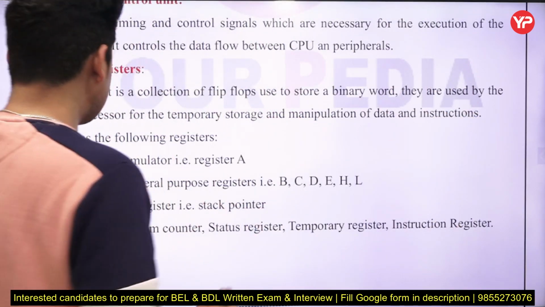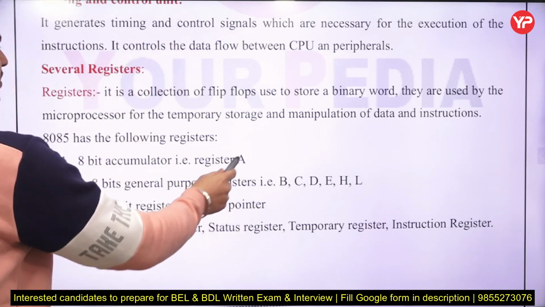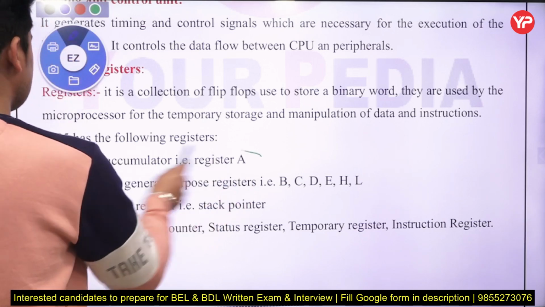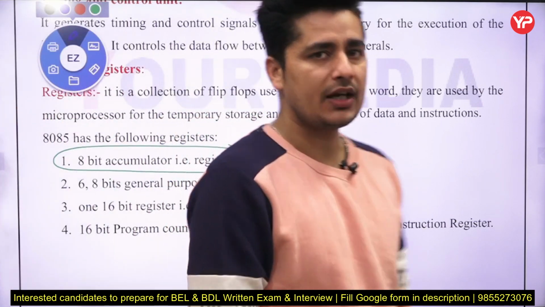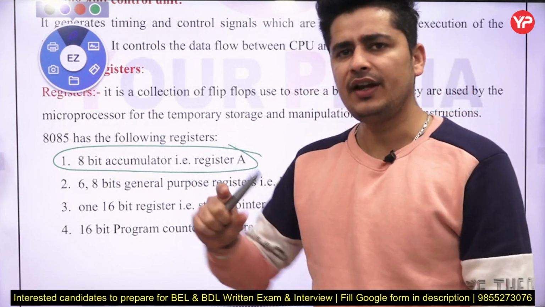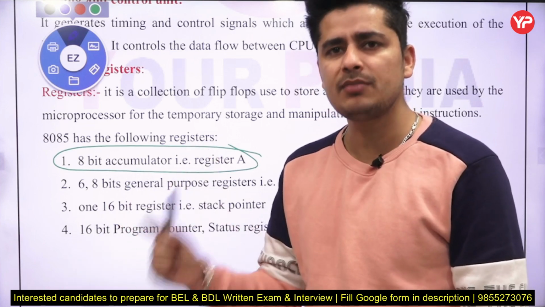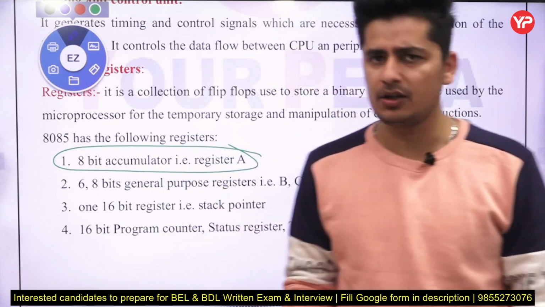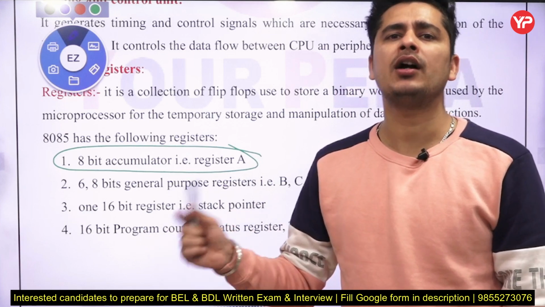And how many types of registers are there? First is one register that is called the accumulator. The first register inside your microprocessor is the accumulator. What is the use of this accumulator? Whenever you are performing any arithmetical or logical operation, the result of that operation will be stored in this accumulator. Remember that. The function of the accumulator is to store the result during any arithmetical and logical operation.